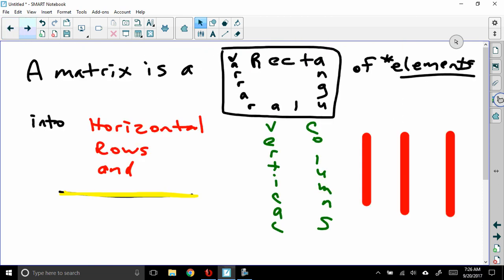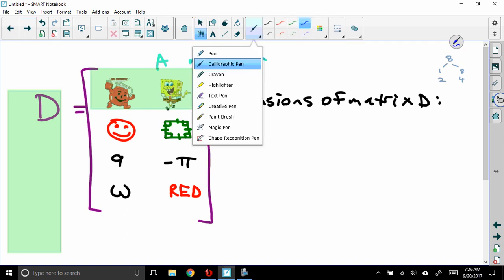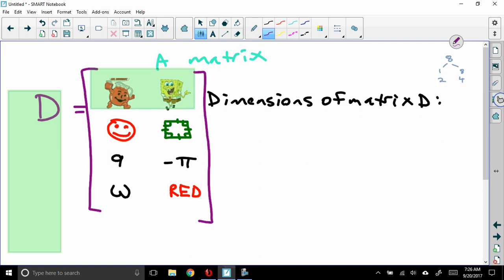A rectangular array of elements into horizontal rows. So rows go across. So in other words, this is the first row. Maybe you want to make note that that's row 1. Okay, so this is row 1. And then going across here, this is row 2. Going across here, this is row 3. Now, obviously, you're not going to want to do this every single time because it's a waste of time. But for now, to help us figure out the dimensions, this is a good thing. So we have 4 rows.